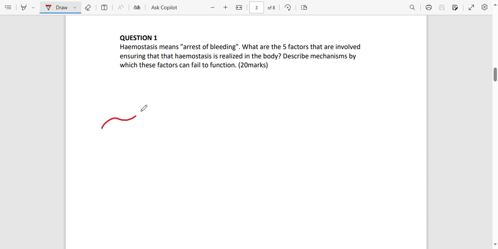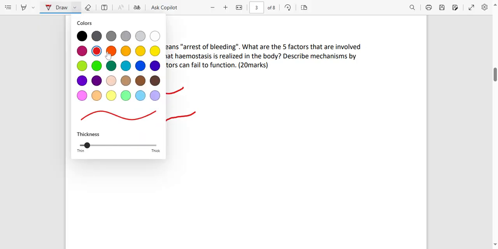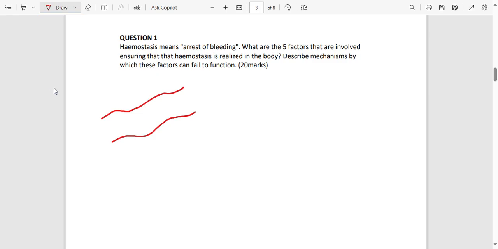Let's say this is our blood vessel and we've injured ourselves. Now, because these are essays, we don't know how the next essay will come. So when we're answering one question, it will be better if we can also talk about other possible things that they can ask. So here is our blood vessel, and let's say there is an injury at this point. Blood is flowing. So there are 5 things that will happen.